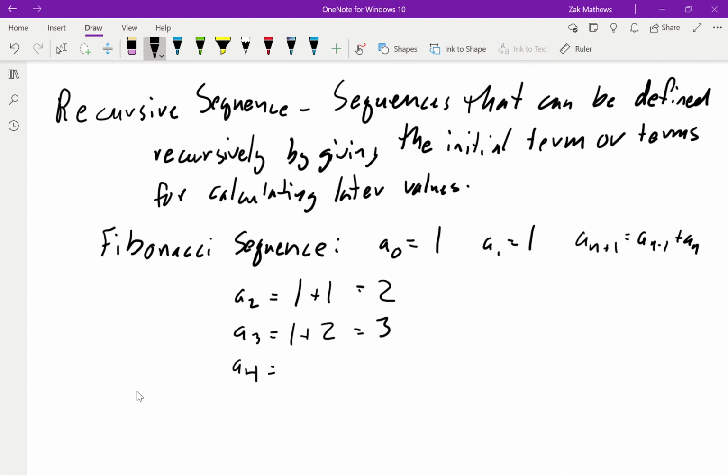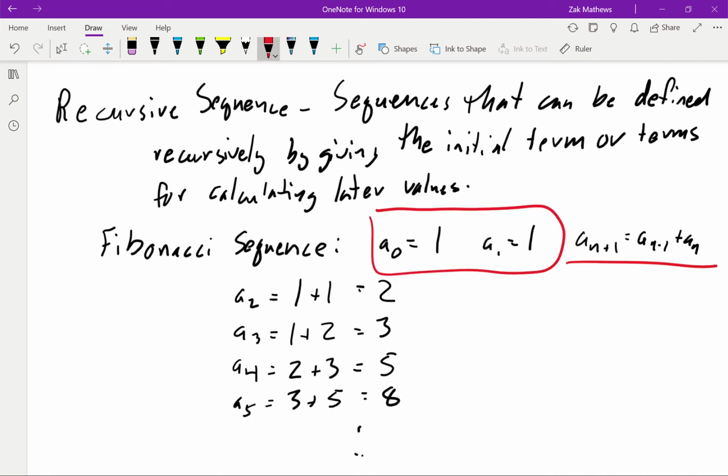A4 would be equal to the previous two added together. We get 5. A5 would be equal to the previous two, which is equal to 8. And so it would just continue in the same pattern, but we had to have been given these first two terms. Because the formula told us add the two previous terms, we had to know the starting point. Not all sequences are like that.